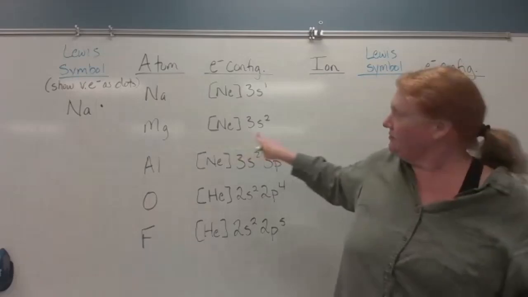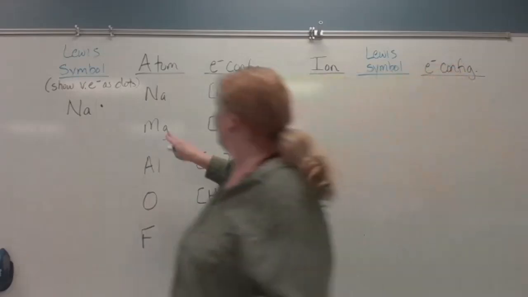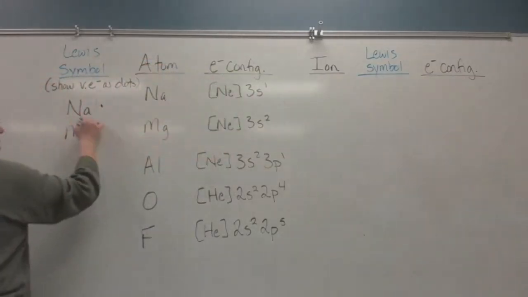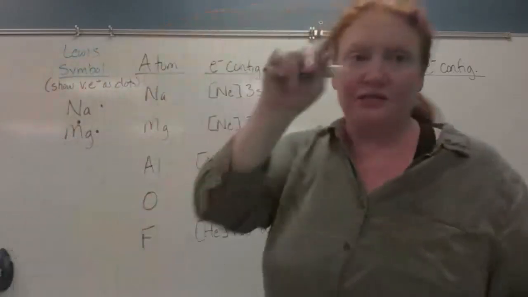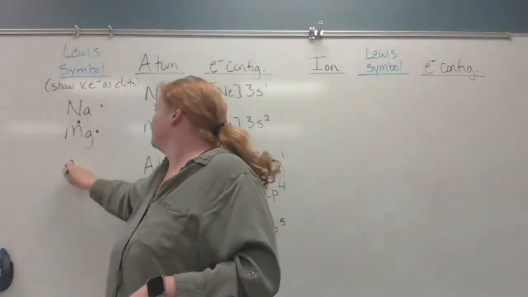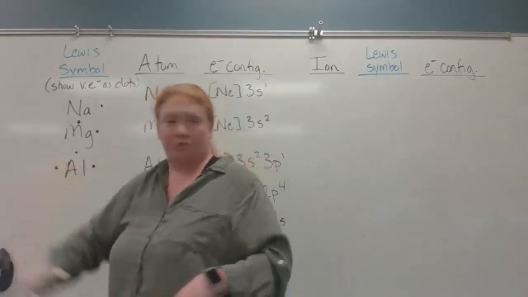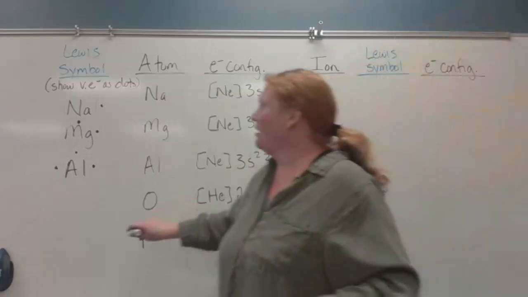Let's look at magnesium. Magnesium in group 2A has 2 valence electrons. We see that from the configuration and from our knowledge of its group number. Again, 2 valence electrons, 2 dots, separate sides first. Aluminum, its Lewis symbol would have 3 dots. Again, doesn't really matter where exactly they're drawn.